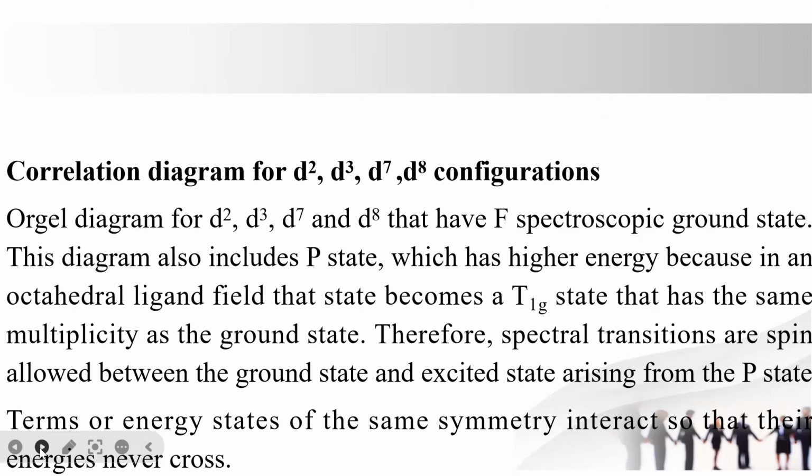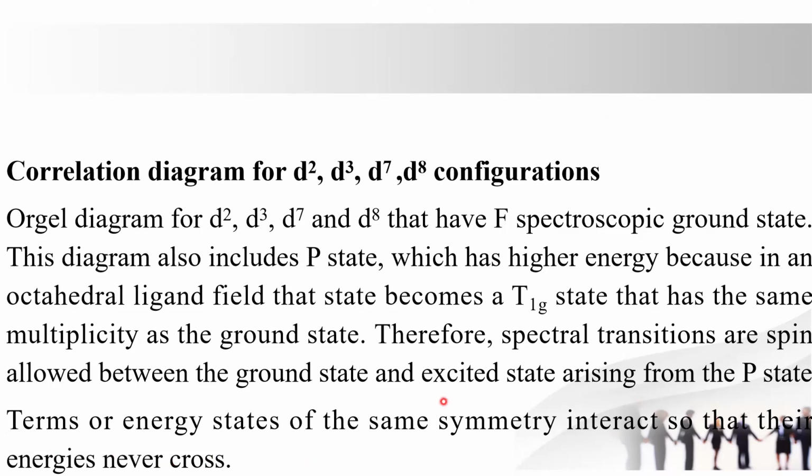Now let us see about the correlation diagram for D2, D3, D7, and D8 configuration. The Orgel diagram for D2, D3, D7, and D8 configuration has an F spectroscopic ground state. This diagram also includes the P state, which has higher energy, because in an octahedral ligand field, that state becomes a T1G state that has the same multiplicity as that of the ground state. So we have to include the P state also for the F spectroscopic term.